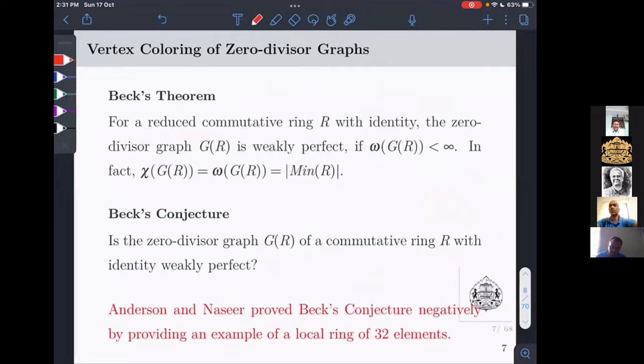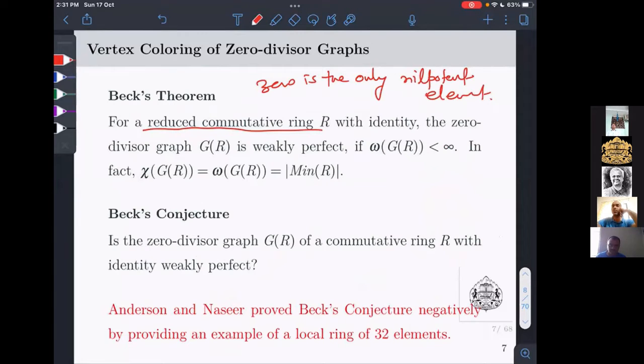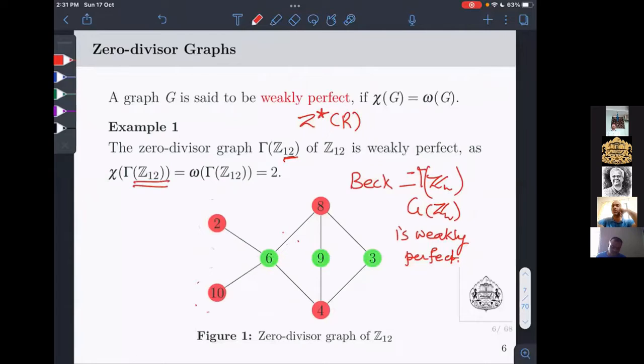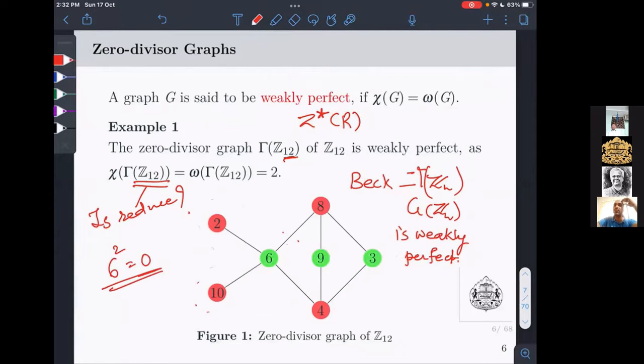If I go a little further, if we consider a reduced commutative ring, reduced means zero is the only nilpotent element. There is no other. So if you look at Z12, is it reduced? Is this ring reduced? No, 6 is a nilpotent element. 6 squared is zero. So you have a non-zero nilpotent element, and therefore this won't be reduced.